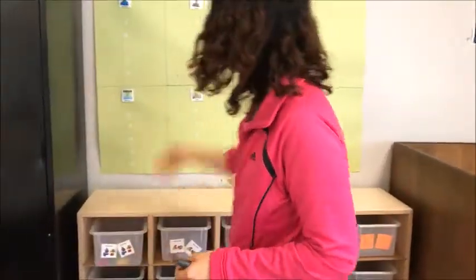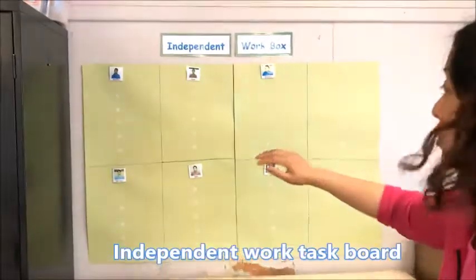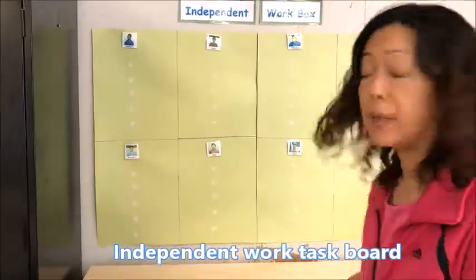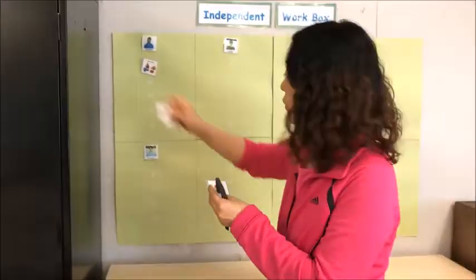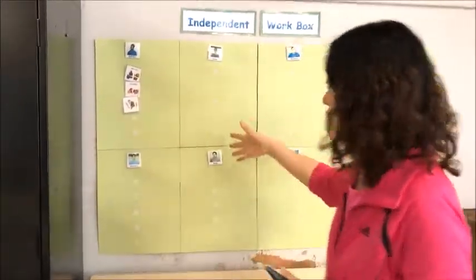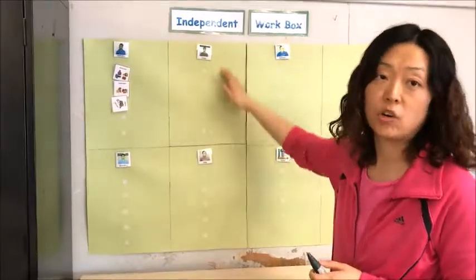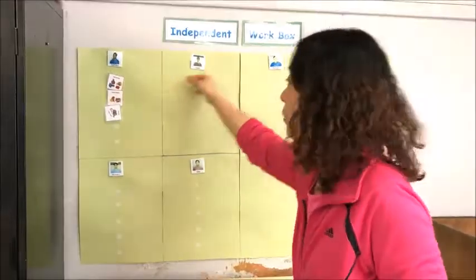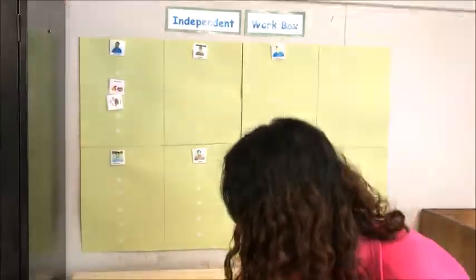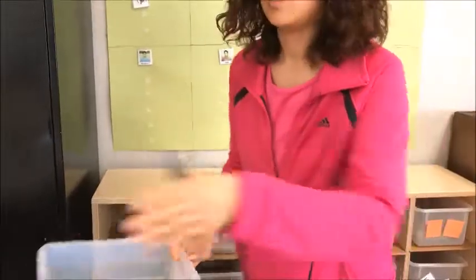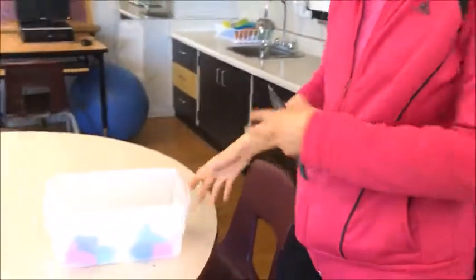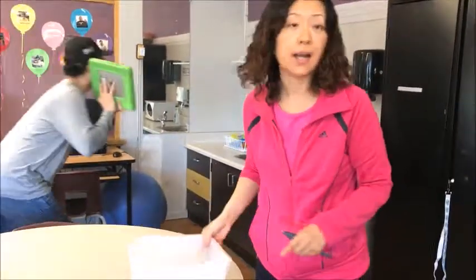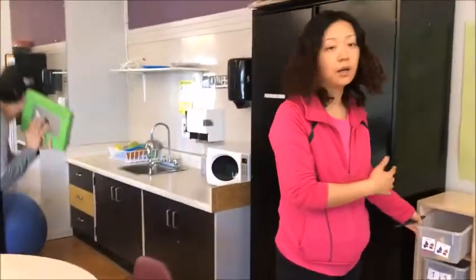And then I call it independent work box because usually, with beginning learners, I give them only 3 tasks, while with advanced learners, I may give them 5 tasks in a row. So every time they come to the board, they know they're supposed to pick the picture and find the bin. They take the bin over to the table here, and they need to complete the bin work completely. Once they are done, they undo the task and put the bin back. So that's considered one task.